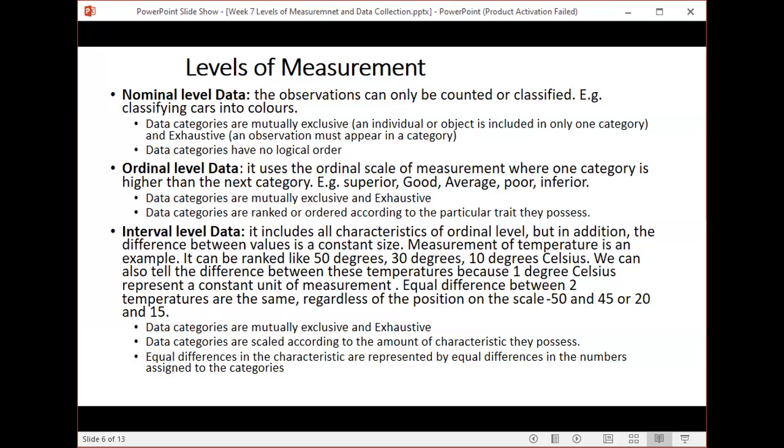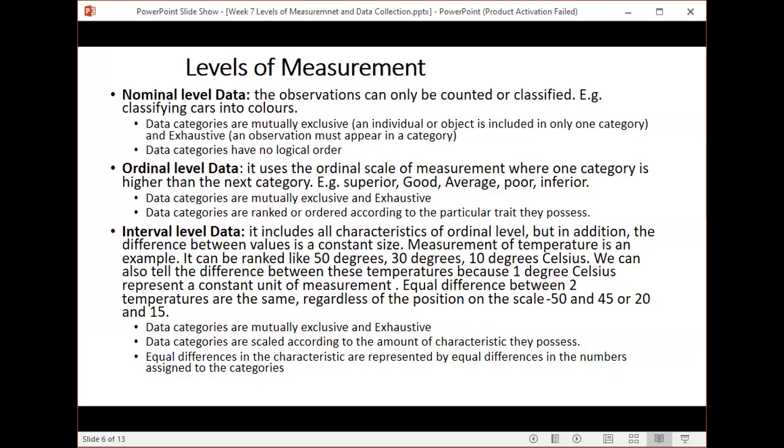After which I will say that from 6 a.m. to 6 p.m., 20 cars passed, and 5 of them were red, 7 of them were blue, 3 of them were that, in that order. That is just counting and classifying them. And it's the lowest level of measurement that we can have.